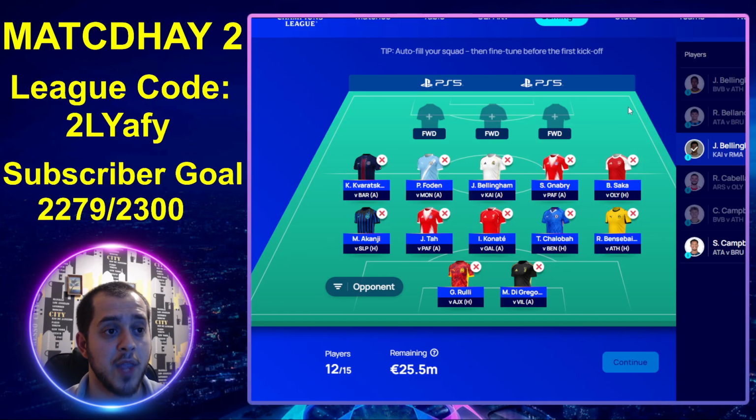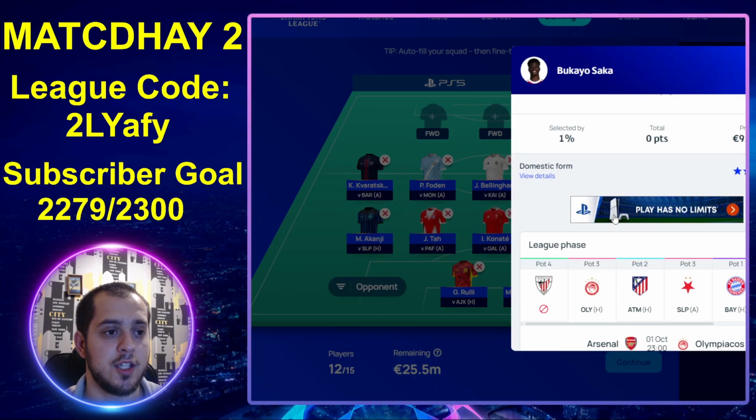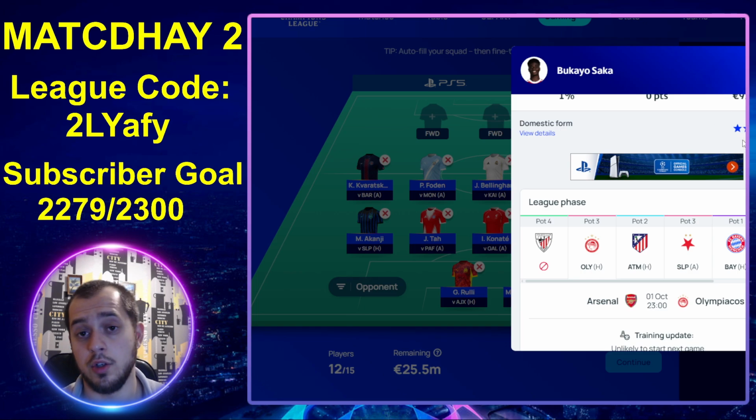Next one is going to be Bukayo Saka, and actually I'm surprised that Saka at this moment is a differential because his ownership is only 1%, guys, and he just plays very well in the Champions League. The match against Olympiacos at home leaves me no choice but to pick him, even under the wild card, under the limitless card, or just as a differential, because he just suits everything.